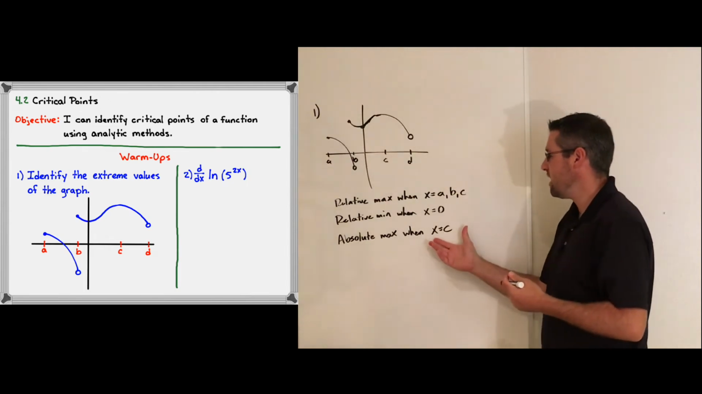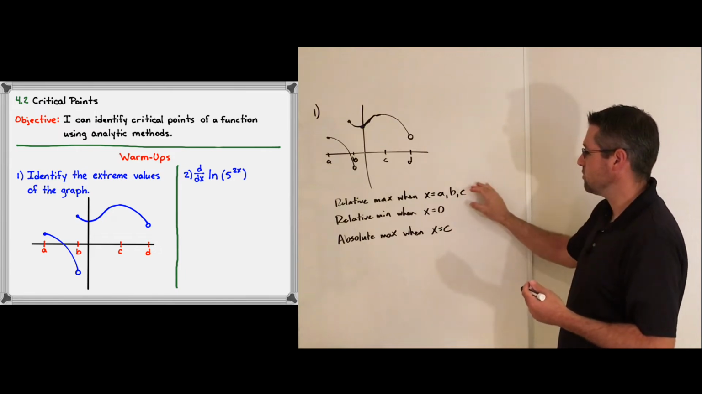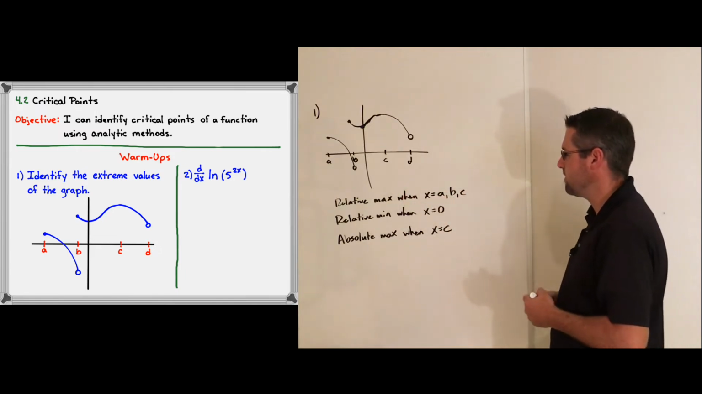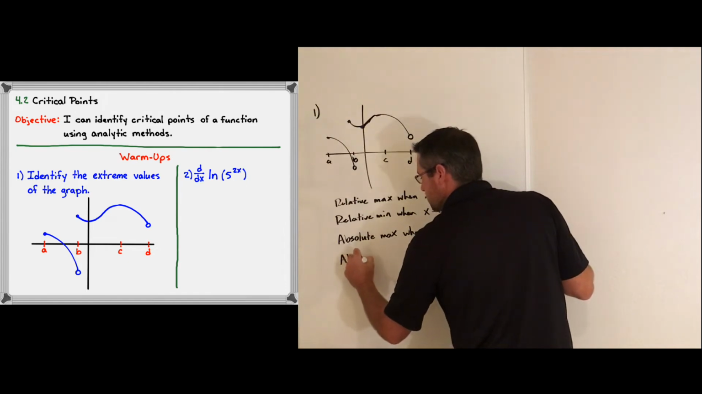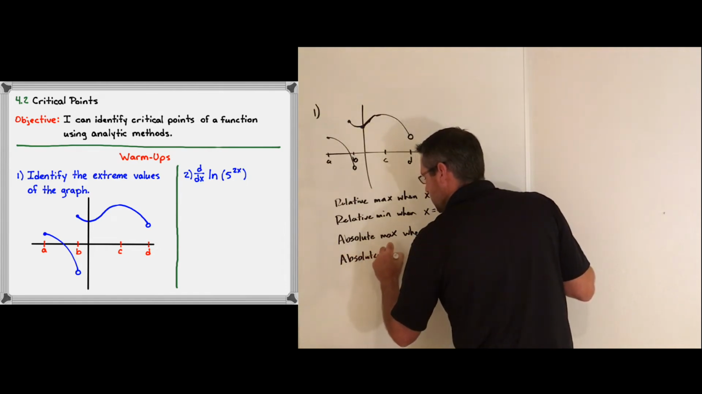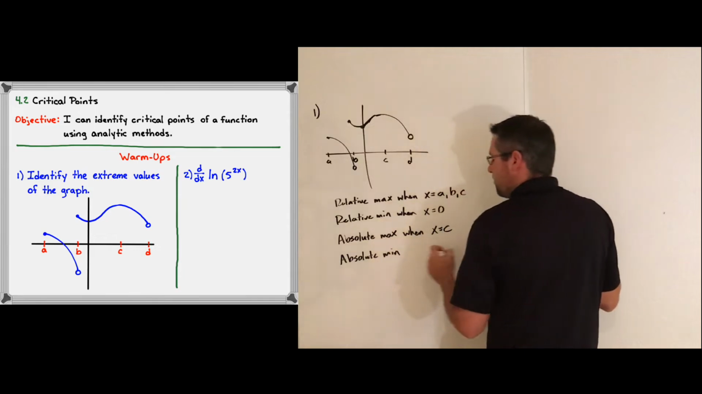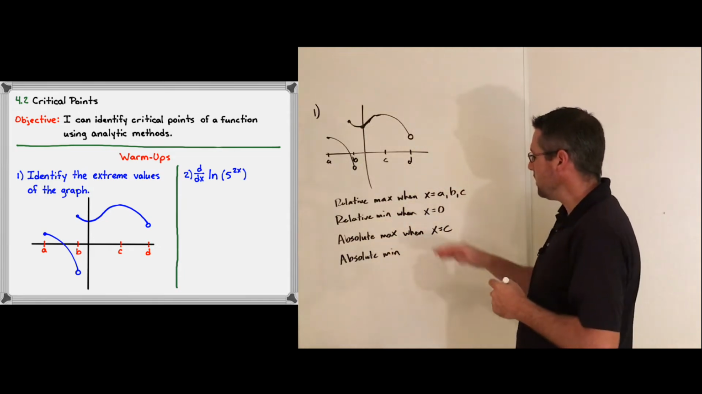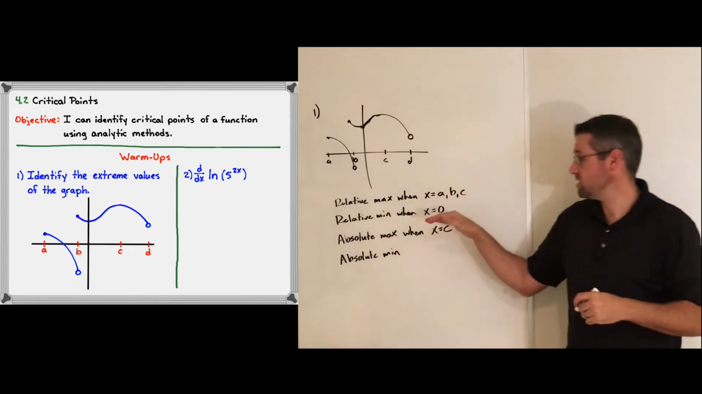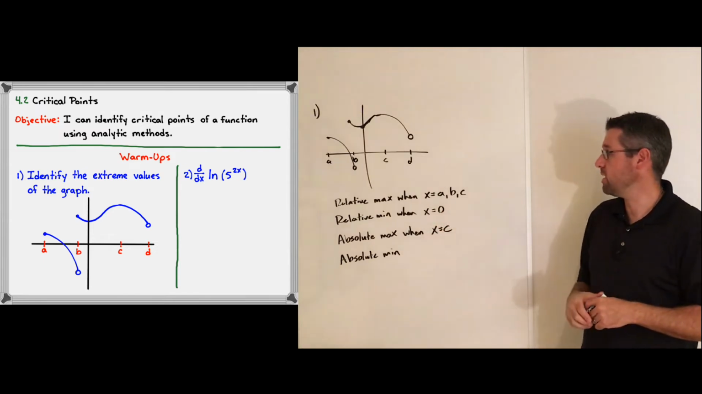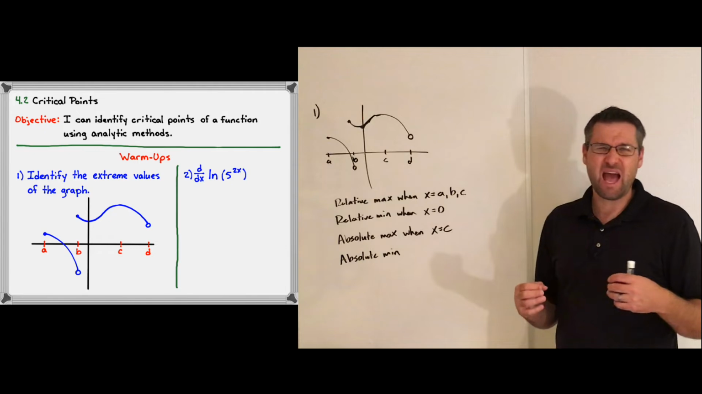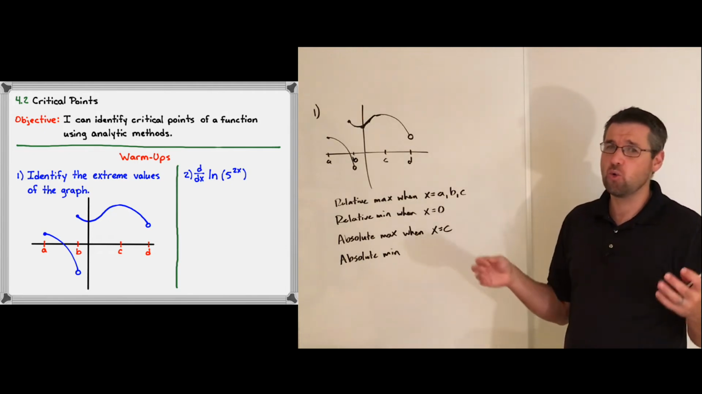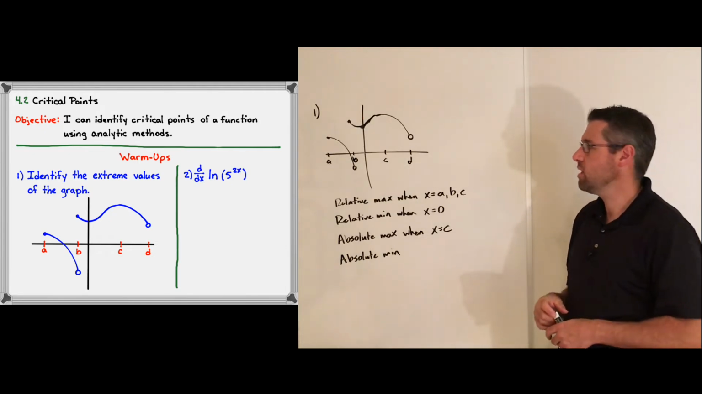We also notice that when x equals c, we have a relative maximum, okay? Now, when we're talking about absolute minimums, well, we only have one relative minimum, one local minimum, and that's when x equals 0. But that doesn't mean it's got to be the absolute minimum just because it's the only relative minimum, okay?